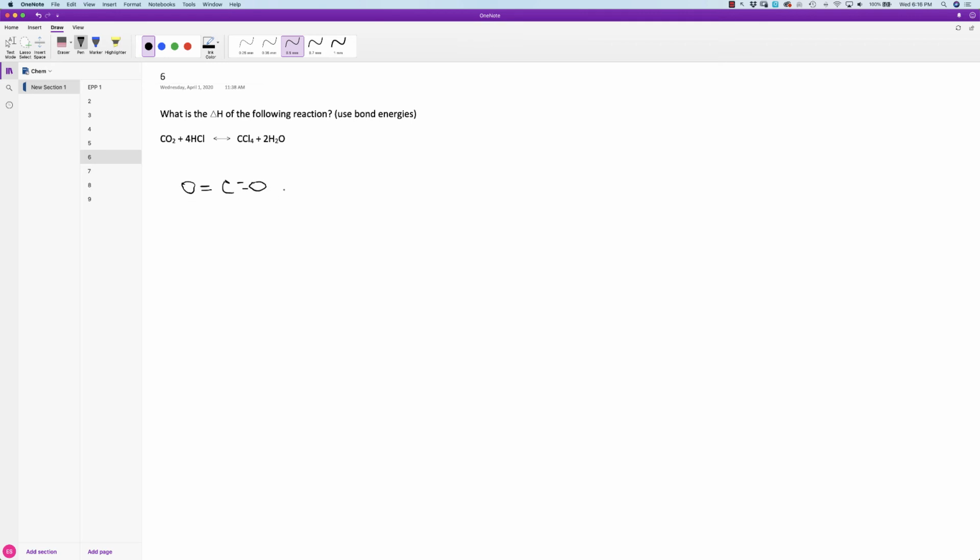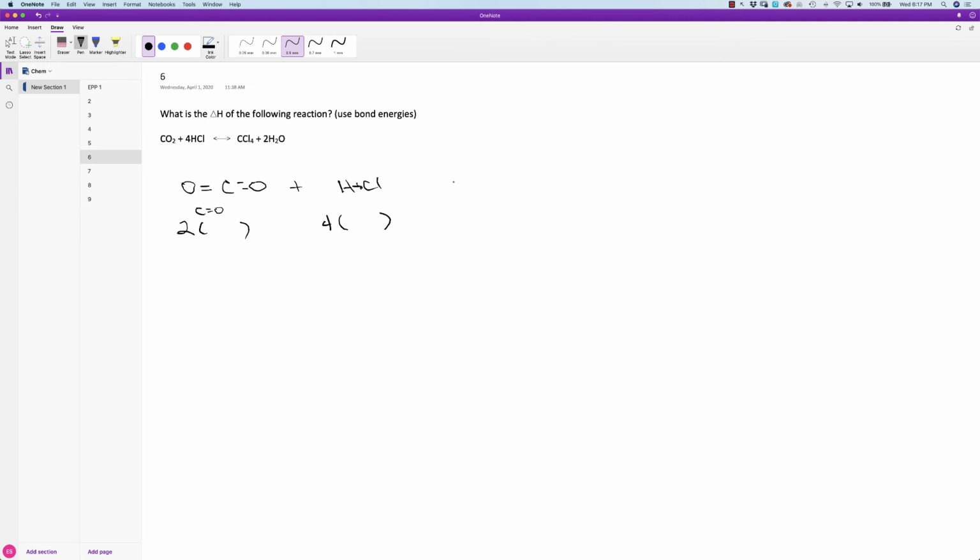Okay, that's our CO2. Here we have HCl. There are 4 of them. So we have 4 of those. So when we get our number, we'll multiply it by 4. There are 4 HCl bonds. Here there are 2 of the C double bond O's. So we'll find that number and multiply it by 2 of them.